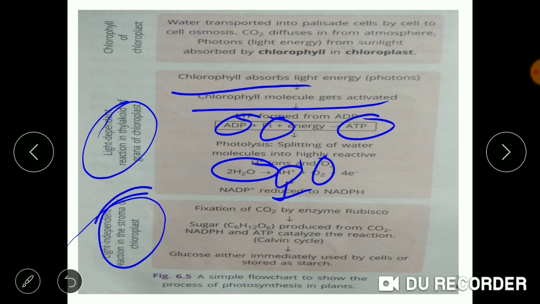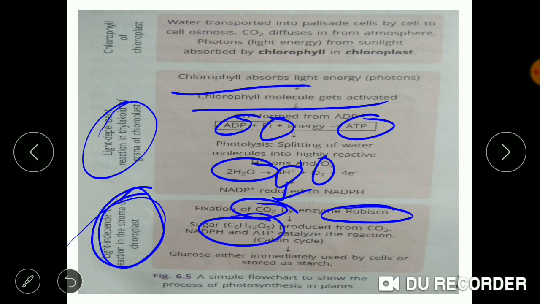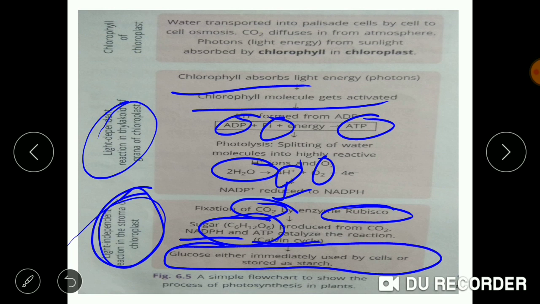Now during the dark reaction, CO2 in the presence of the enzyme Rubisco is getting converted to glucose, and during this process NADPH and ATP are also being utilized. So this entire cycle of reactions, which fixes CO2 into glucose, is known as the Calvin cycle. The glucose is either immediately used up by the cell or stored in the form of starch.